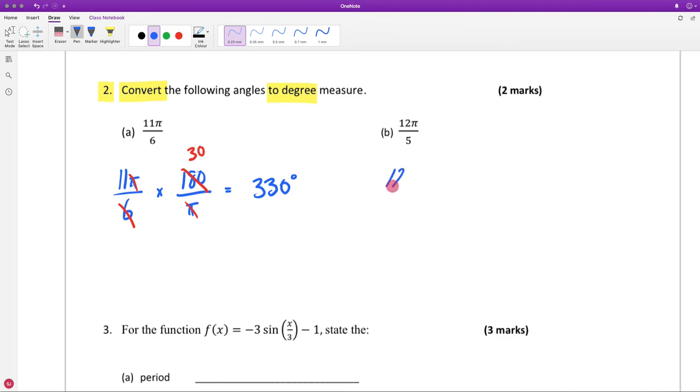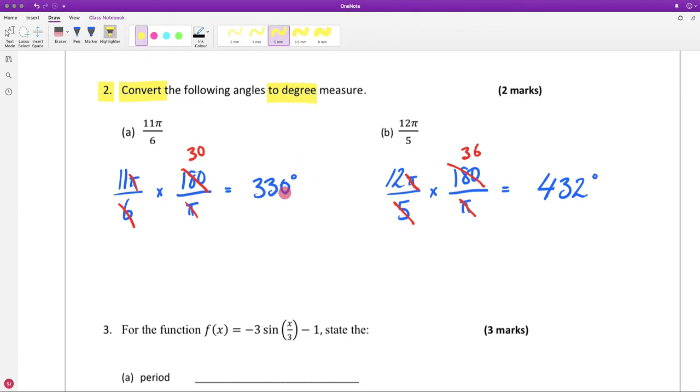Next, let's go 12 pi over 5. I want to turn it into degrees, so I'm going to times it by 180 over pi. Once I'm here, I can do some cancelling. This pi will go away, and I know that 5 goes into 180 36 times. 12 times 36 is 432 degrees. So these are my 2 answers for question 2.